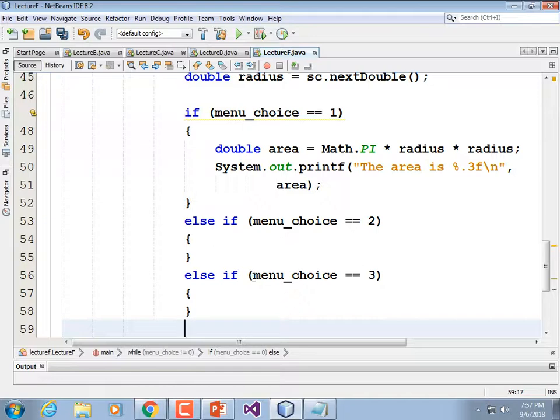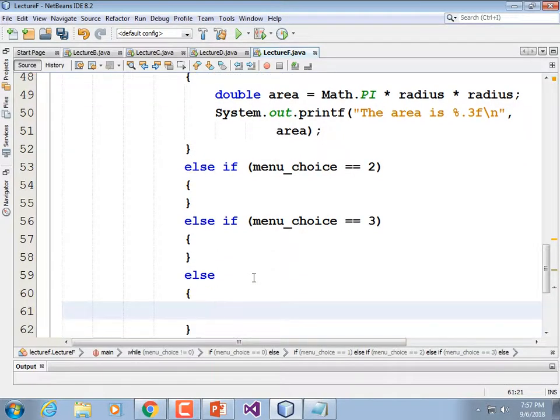And then finally, the dangling else to catch if they type in an invalid choice like 5, 6, 7, or 8 or whatever. Else, and this one's going to be a print saying invalid choice. System.out.println invalid choice.